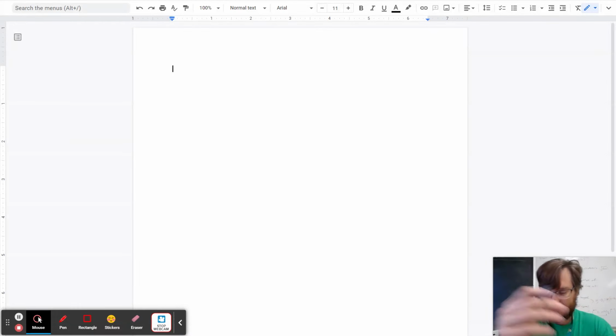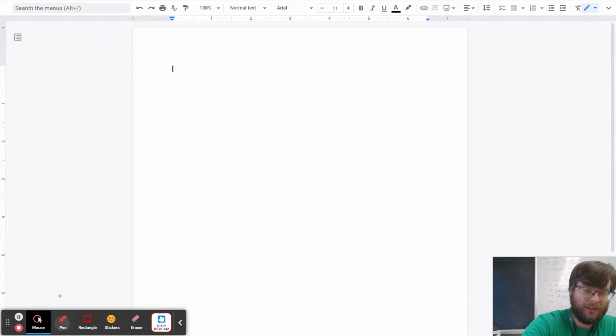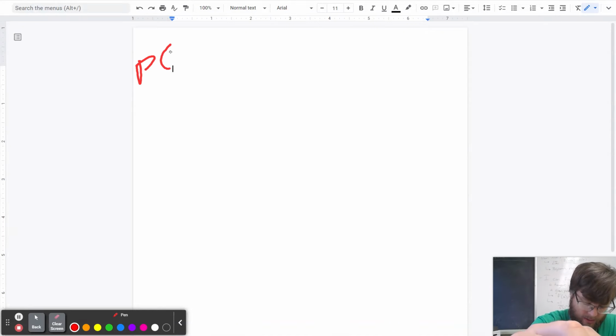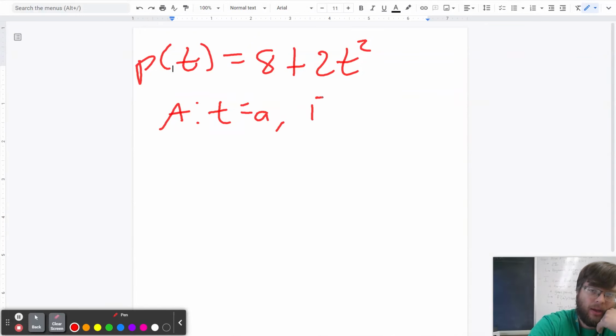All right, so somebody asked me about question 2 from exercise set 4F, where we're talking about a particle moving. The particle's moving in a straight line, and its position after t seconds is 8 plus 2t squared. And then we're moving from point A to point B. So point A is where t equals a, and point B is where t equals a plus h.